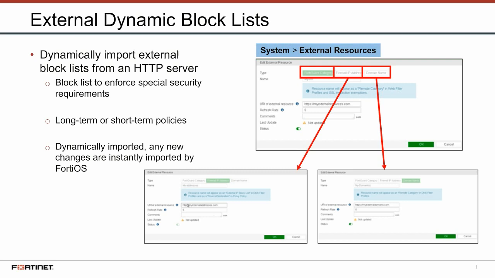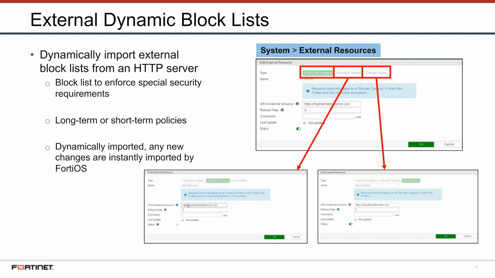FortiGuard category. This resource name will appear as a remote category in web filter profiles and SSL inspection exemptions. Firewall IP address. This resource name will appear as an external IP block list in DNS filter profiles and as a source/destination in proxy policy. Domain name. This resource name will appear as a remote category in DNS filter profiles.